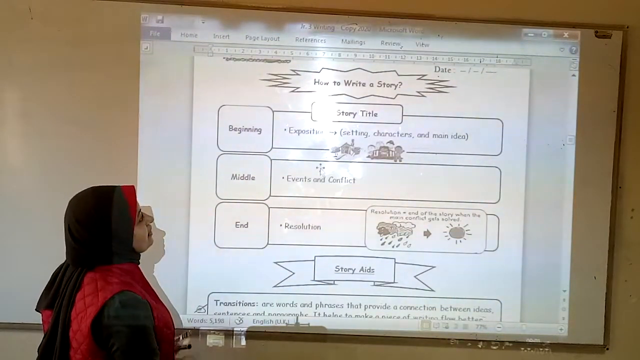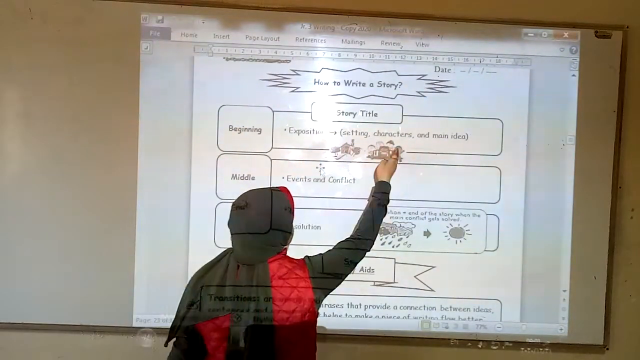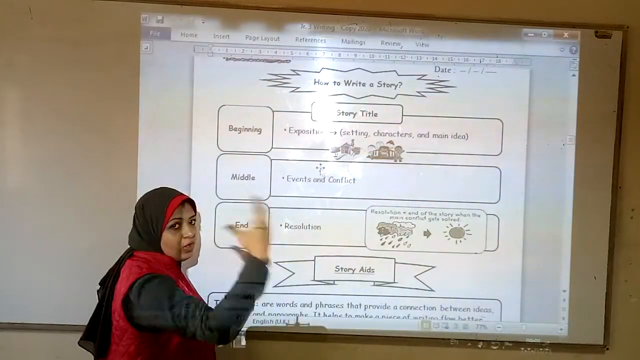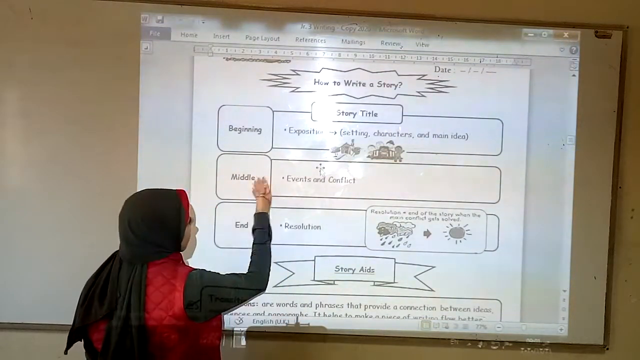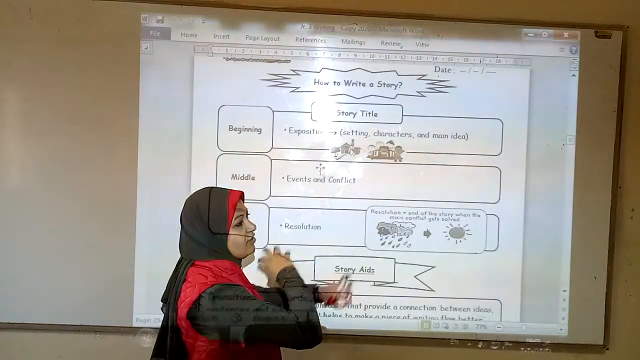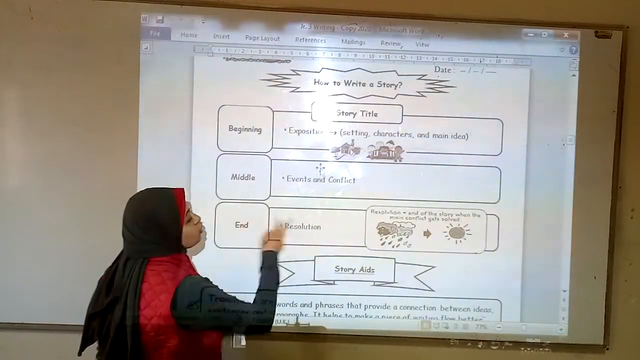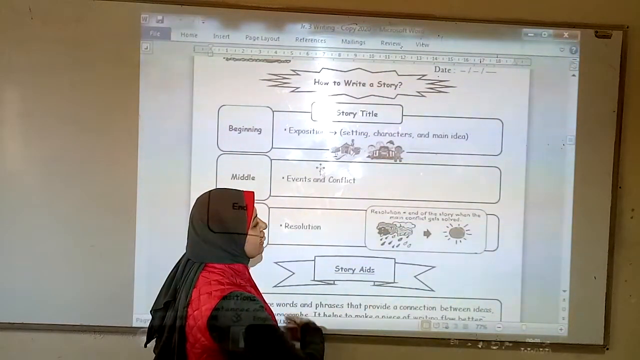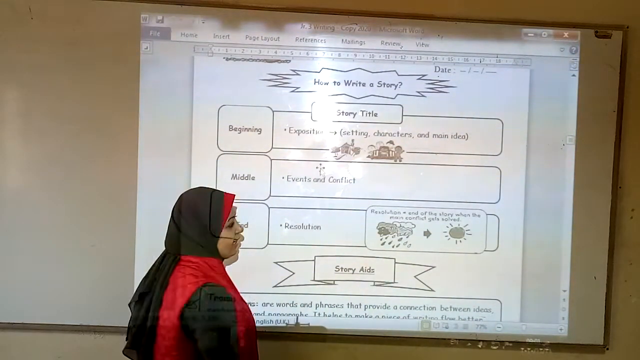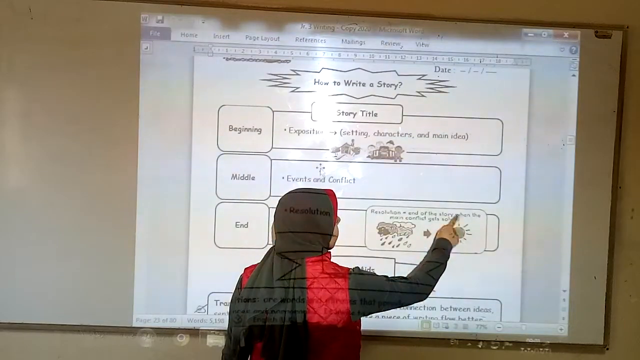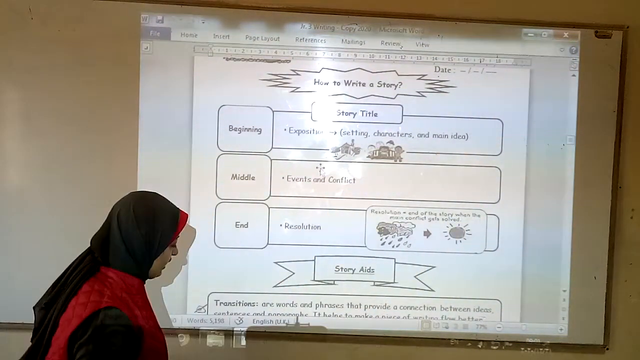These are the parts that we were talking about. The beginning: the exposition, settings, characters, and main idea. What were you going to do in that place? The middle: events and conflict, the problem that you were facing. And the resolution, which means how did you end your story, and how it gets solved. How did you solve this problem?